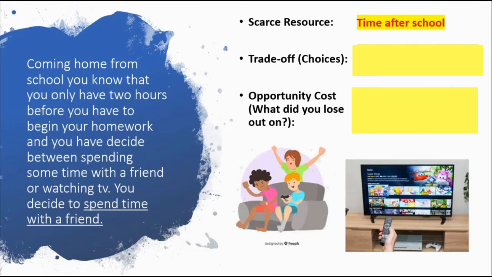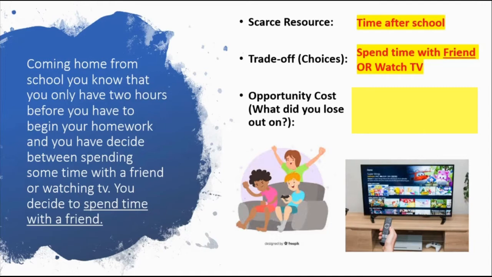So the trade-off is pretty easy. You just look at the choices that you had in this scenario. The scenarios are pretty specific. There's not a lot of leeway. So it's going to tell you what you're choosing between. So here, the trade-off is spending time with a friend or watching TV. So those are your two choices. And I've underlined the choice that was made. So you don't get to actually choose what choice you make. The scenario is going to tell you what the choice was. That way you can focus on identifying the opportunity cost.